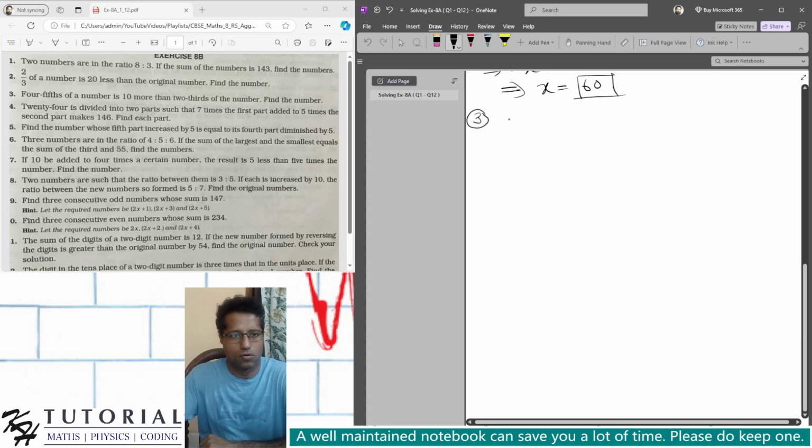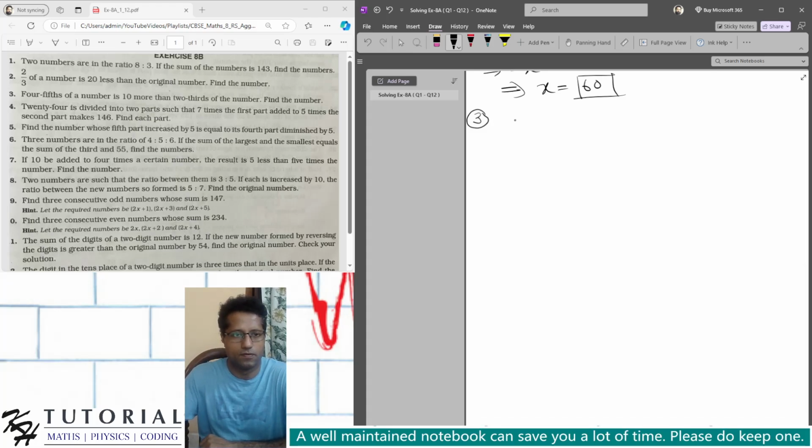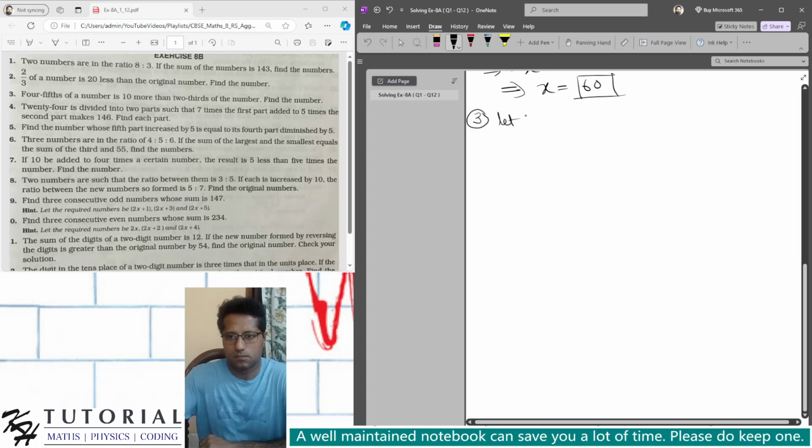It says 4/5 of a number is 10 more than 2/3 of the number. Find the number. It is similar to problem number 2, but it is a little more complex. So we assume the number to be x. Let the number be x. Now what is given? 4/5 of the number.